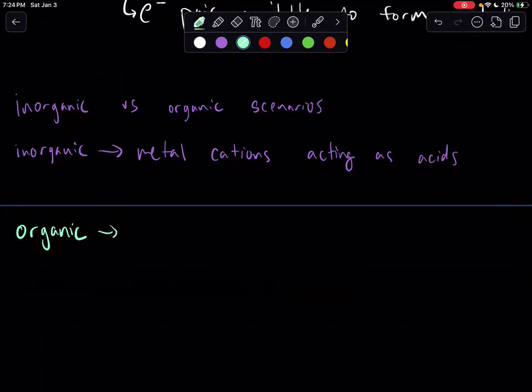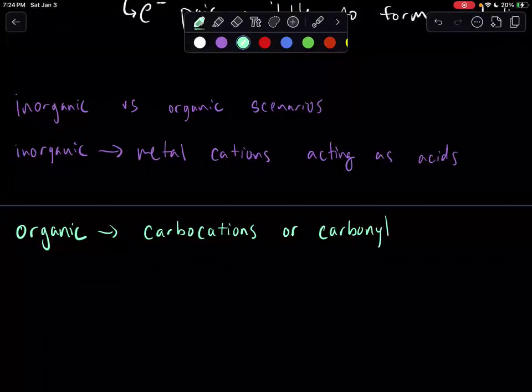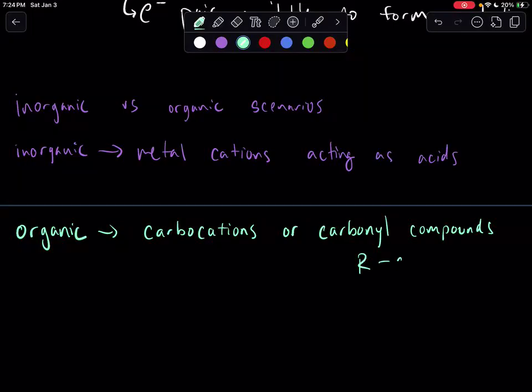This gets more complicated and a little more interesting when we're looking at organic reactions. And we'll explain this much further down the road as we go into organic chemistry. But what we're going to be looking at are carbocations, which are what they sound like, carbons with a positive charge, or carbonyl compounds. Generally, carbonyl compounds are some type of carbon chain attached to a carbon with a double bond oxygen, and then maybe another carbon chain or a hydroxide or a hydrogen. So carbonyl compounds, we'll explain why that is.